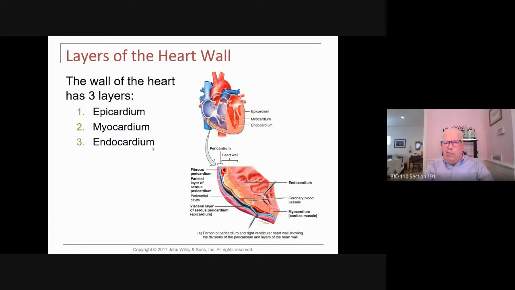And down below, I want to re-emphasize this. The epicardium, which is the outer layer of the heart wall, is actually the visceral layer of the serous pericardium. Again, the myocardium is the cardiac muscle, and the endocardium is the internal layer of the heart that touches the blood. Here it is. Epicardium, myocardium, endocardium.